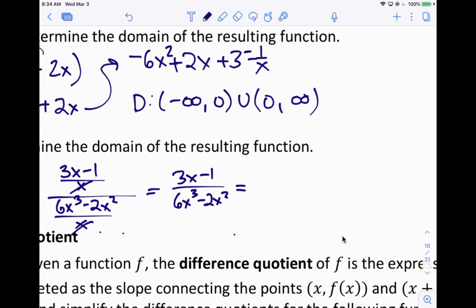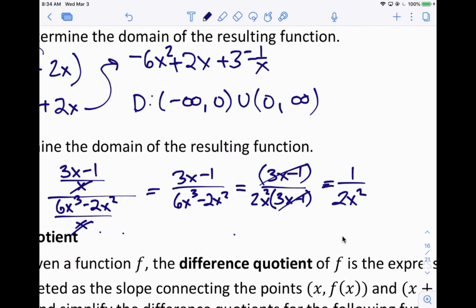We could pull out a 2x squared from these, and we get a 3x minus 1. Let me double check that. Pull out a 2x squared, yes. And then we could see these two would match, so they would cancel. We'd be left with 1 over 2x squared. Now that is a huge flashback to rationals. So if you have any questions on that, please seek out your teacher. Get some refresher on how that broke down.